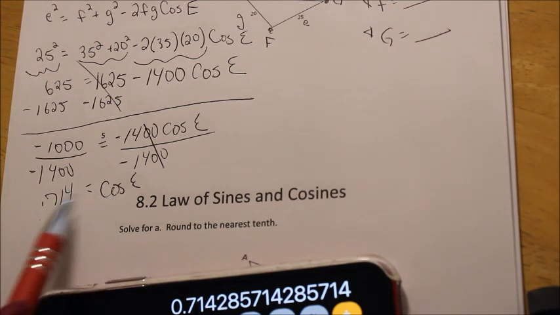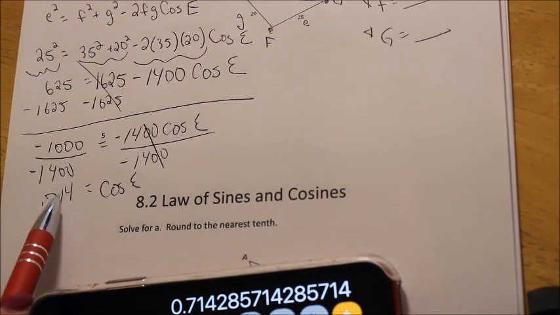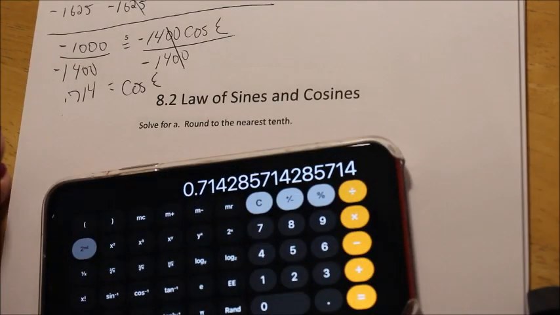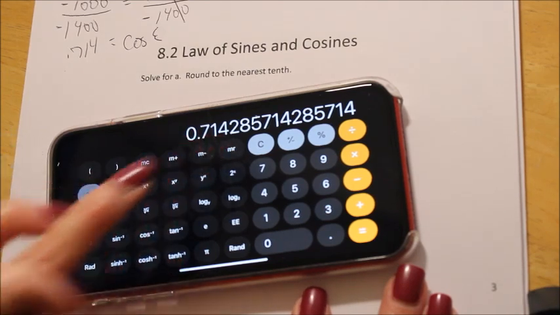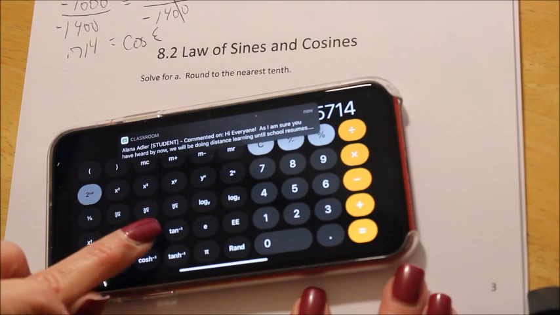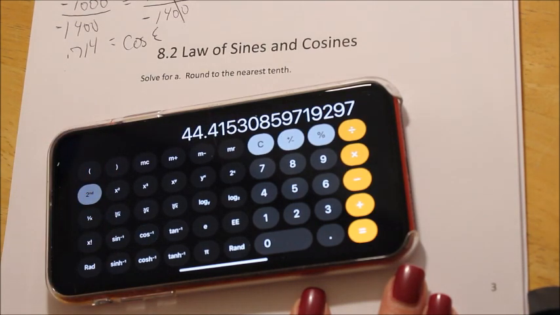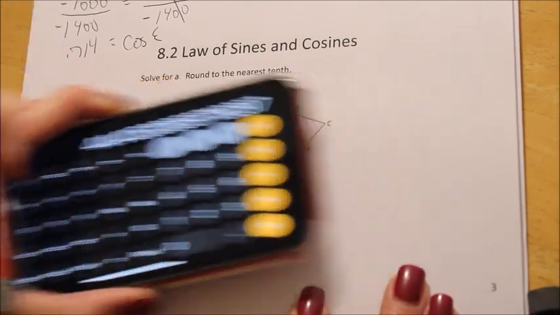Now we're going to take the cosine inverse of that. I'm going to do the cosine inverse of 0.714. So I have to hit second, and I've got that number there. I'm going to hit cosine inverse of that, and I get about 44 degrees. I'm going to round it to the nearest whole degree, 44 degrees.